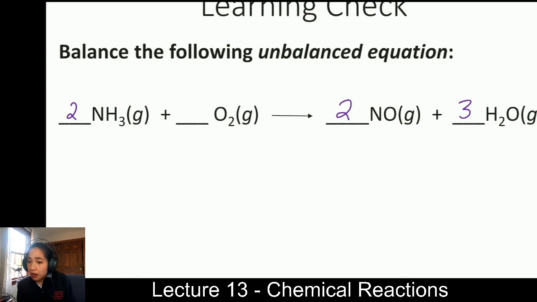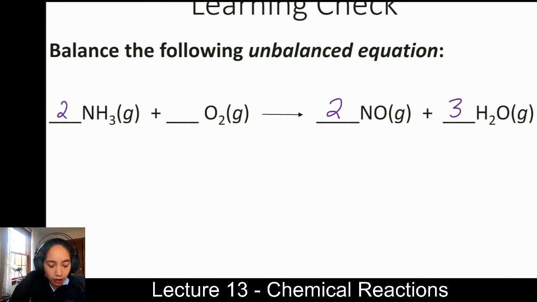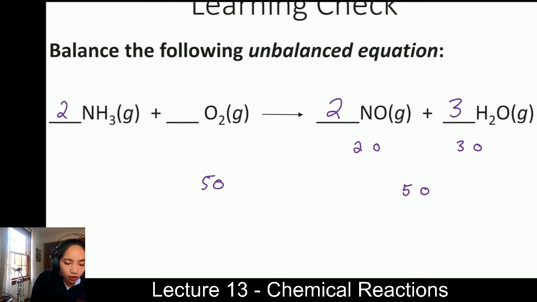Now that just leaves oxygen. My tip here for oxygen is to count up all the oxygens on the product side. There's 2 oxygens coming from NO, and there's 3 oxygens coming from water. So together, that's 5 oxygens total. To get 5 oxygens on our reactant side, because oxygen comes in a pair, we need 5 halves of O2 in order for there to be 5 oxygens on the reactant side.